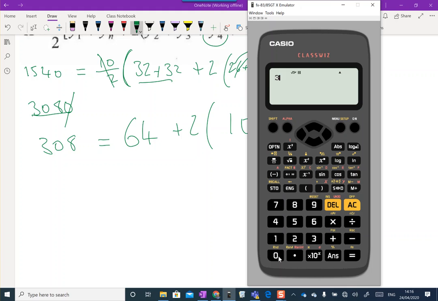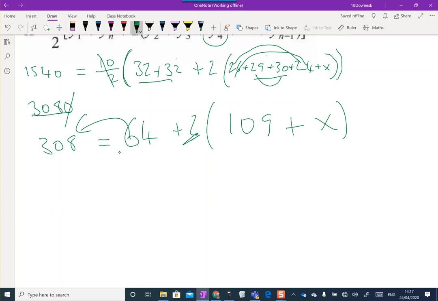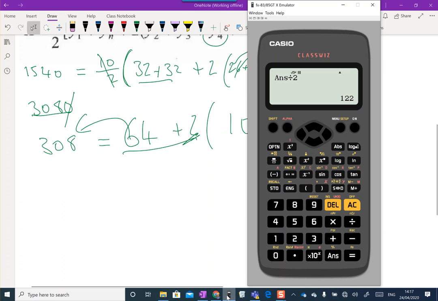Okay, because what we want to do is pick bits and pieces off the numerical problem as we go. So there's my subtraction done. Then I'm thinking I should do the division by 2. So I've subtracted that 64 and I've divided by 2. So what I have on my calculator now is 109 plus x.